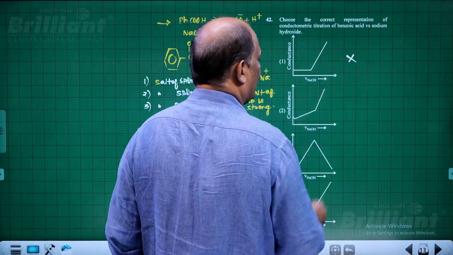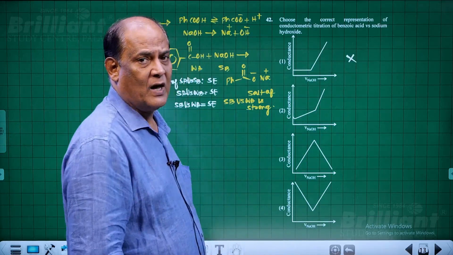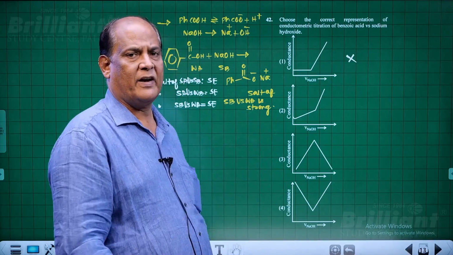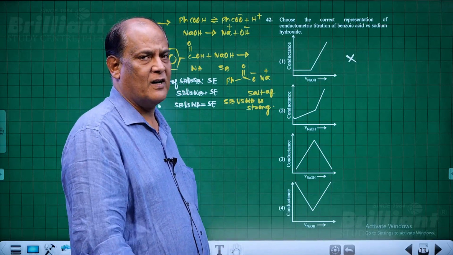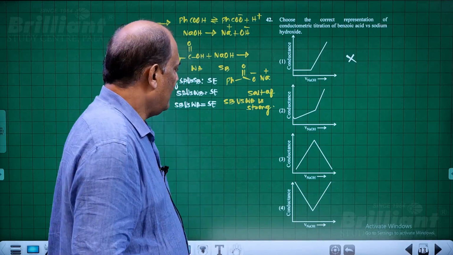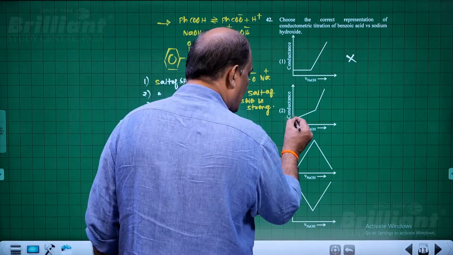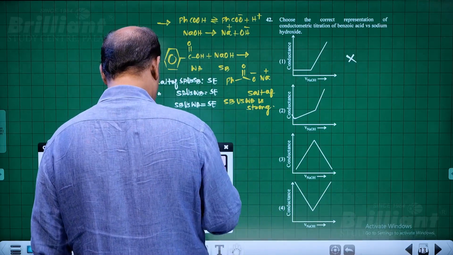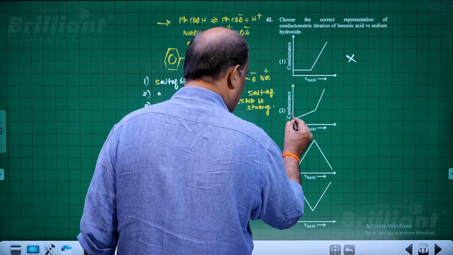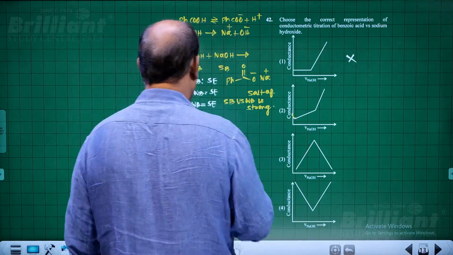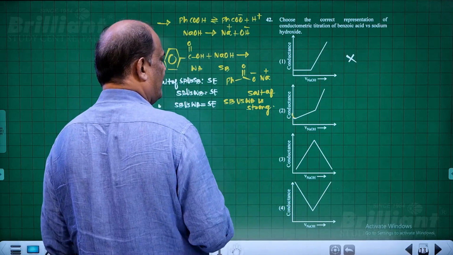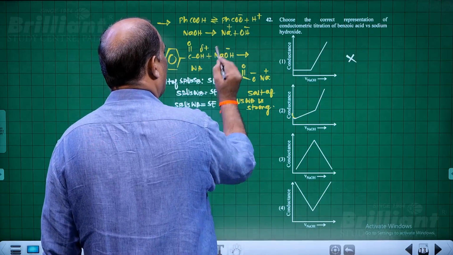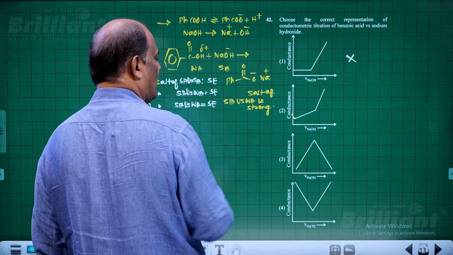That's why, whenever the weak acid is converted to a strong electrolyte, this cannot be correct. Whenever salt is formed, the H plus ion is replaced by sodium ion. So first of all, it decreases, but here it is constant, so it is not at all correct. Now here, again, it has slowly decreased, because H plus ion is simply replaced by sodium, so it has become salt.